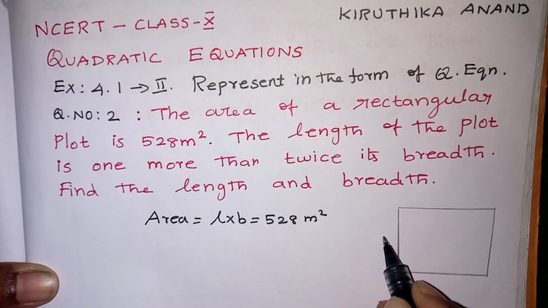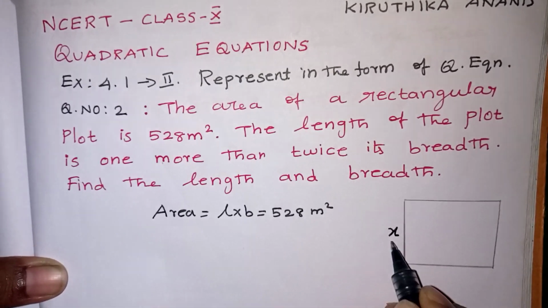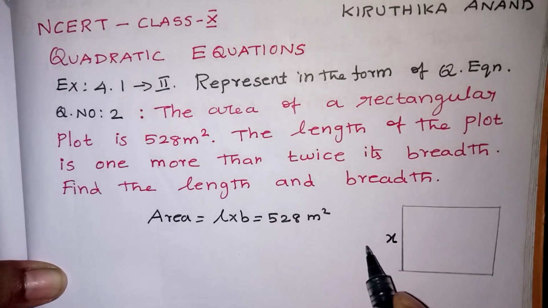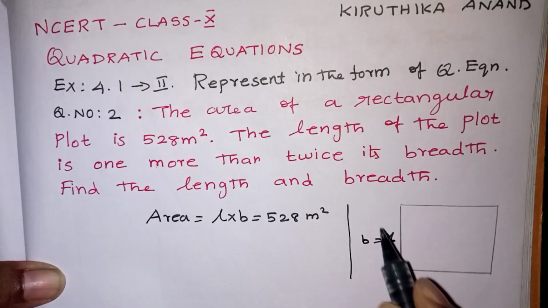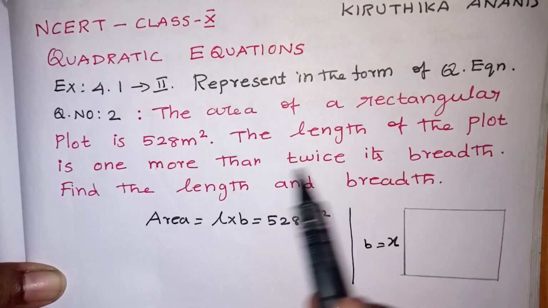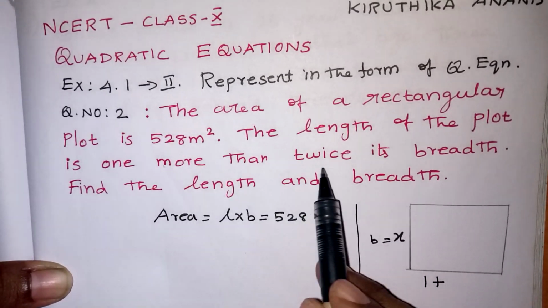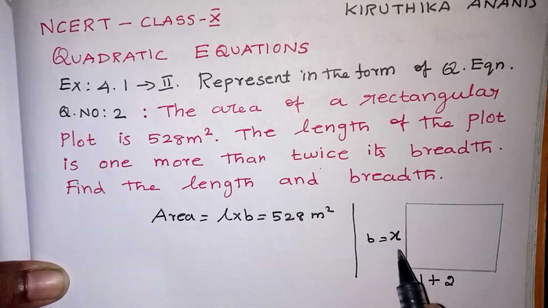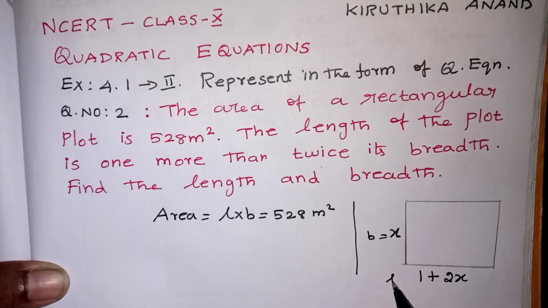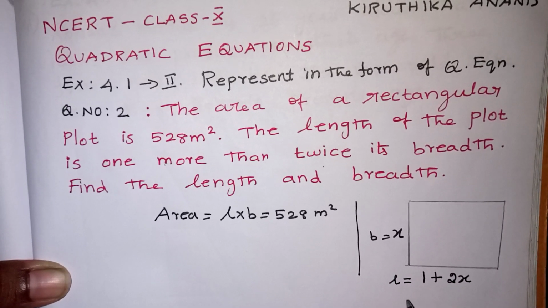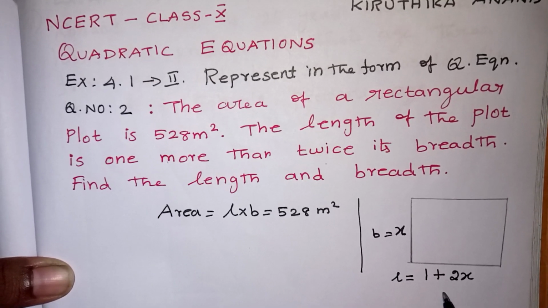Suppose I am taking the breadth as x, so b is equal to x. What will be the length? The length of the plot is 1 more than twice the breadth. Twice the breadth is 2x, so the length is 1 plus 2x. This is given in the question: my length is 1 more than twice the breadth.